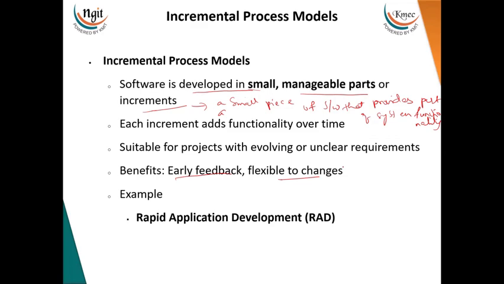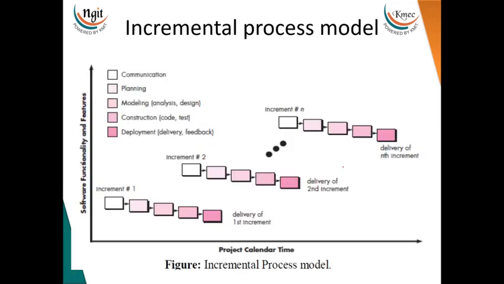RAD also focuses on delivering prototypes quickly and refining them based on the user feedback. This kind of feedback is very important to make the projects adapt to whatever changes are being asked by the customer, since what the user or customer wants is evolving in nature. So probably this kind of model best suits them. So this is the incremental process model.